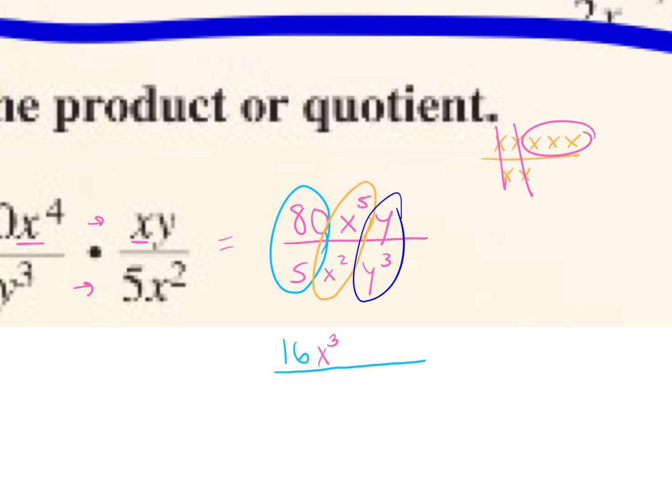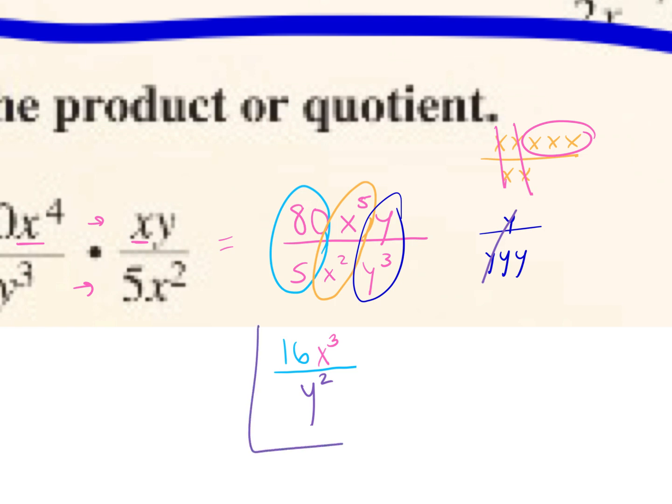And then same thing with the y's. I have 1 y on top and 3 on the bottom. I can cancel out just 1. So how many am I left with? 2 on the bottom. So our answer would be 16 x cubed divided by y squared.